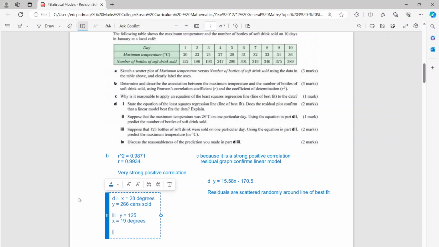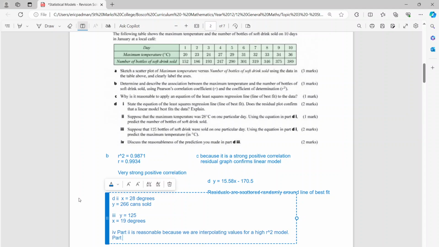Discuss reasonableness. Okay, so I'll say part II is reasonable because we're interpolating, for a high R squared model, and subsequently part III I'll say is less reliable.